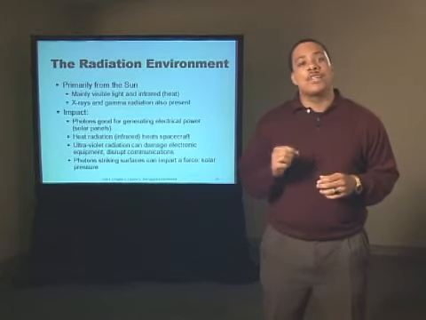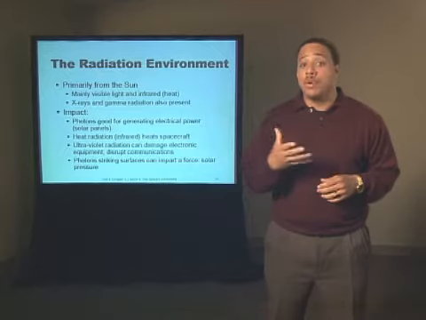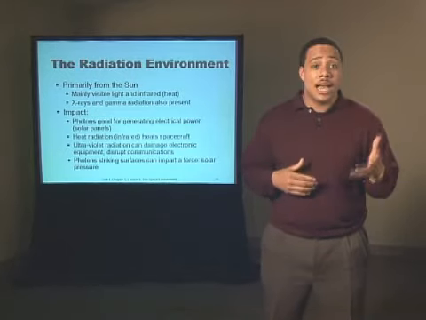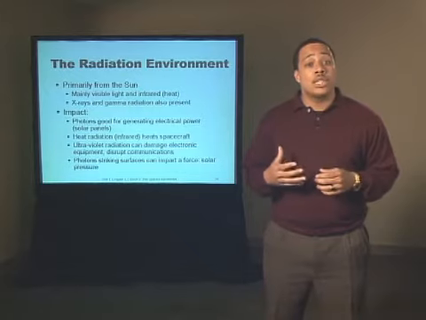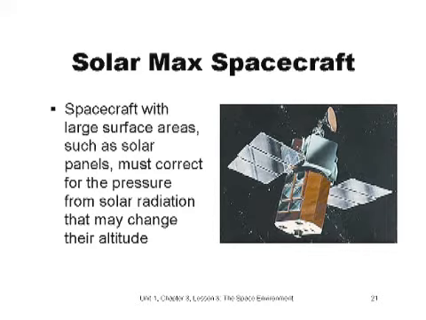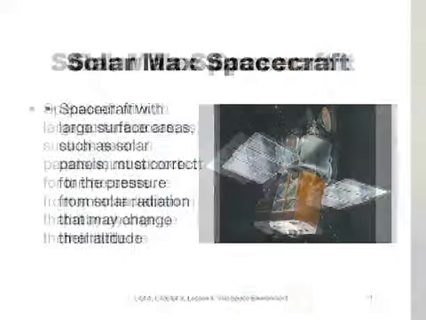The particles of electromagnetic radiation, called photons, can strike surfaces of spacecraft and, over time, can create enough force to change the spacecraft's attitude. This force is called solar pressure. The Solar Max, shown here, has very large surfaces like these solar panels and has to correct for pressure from solar radiation. That could change the altitude and maybe even the orbit of the spacecraft.